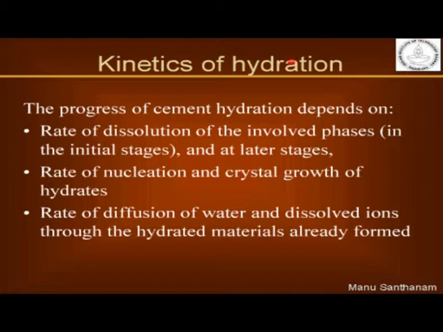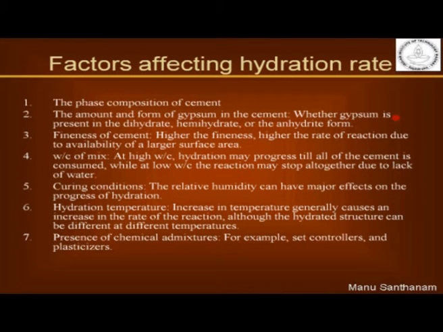Now let us look at the parameters that will affect hydration as a result of this. First of all, obviously the phase composition of the cement. I already told you that the compounds that react fastest are C3A and C3S. So the higher the C3A and C3S content in your system, the higher will be the rate of your reaction, or the higher will be the rate of strength development. That is why when you buy modern cements, you have very high levels of C3A and C3S content.